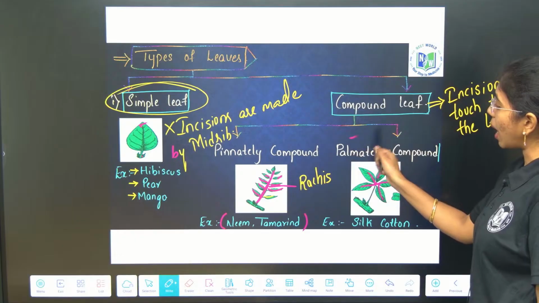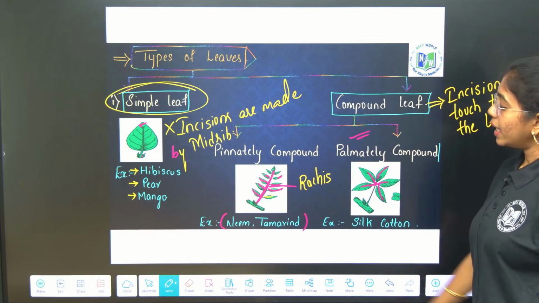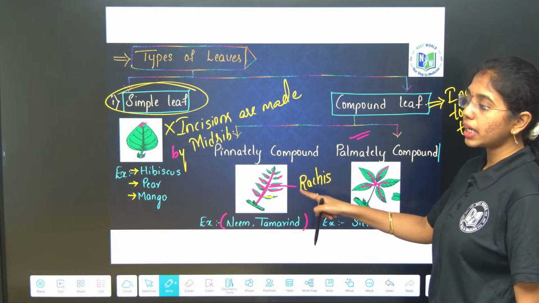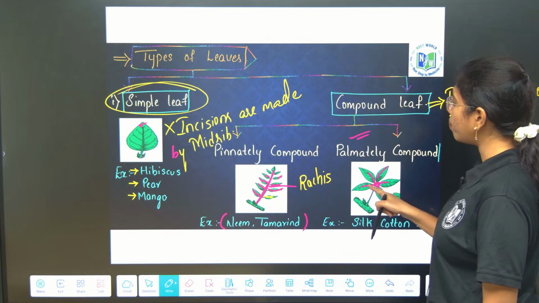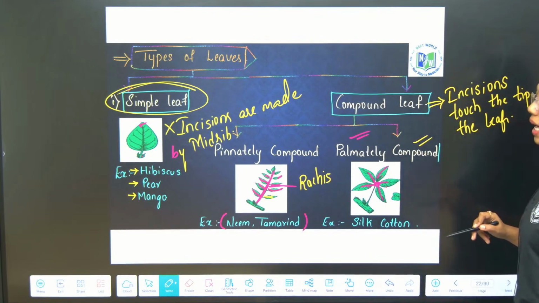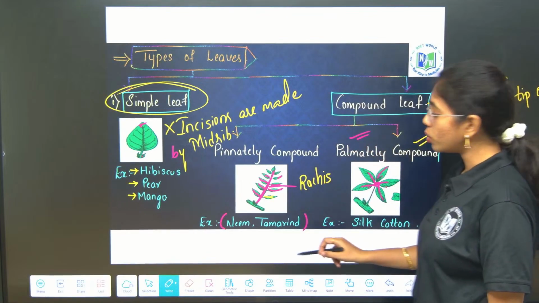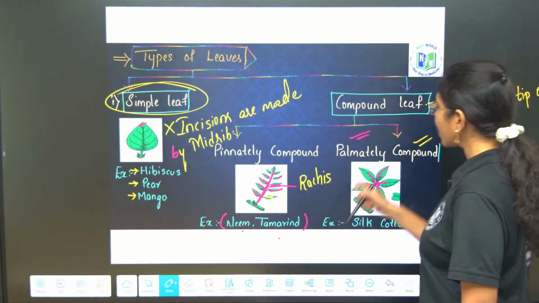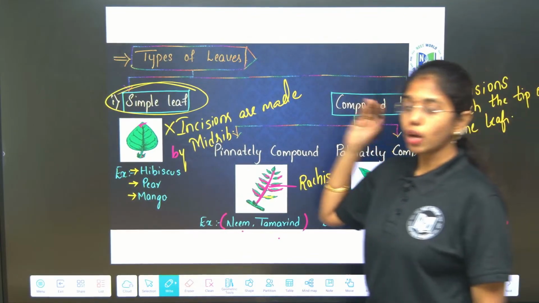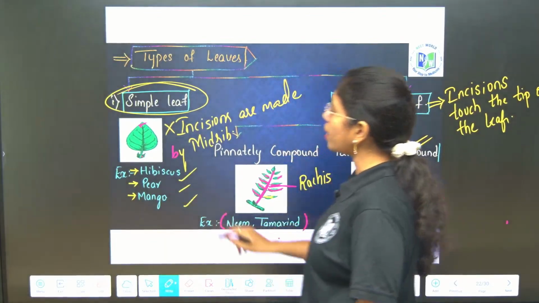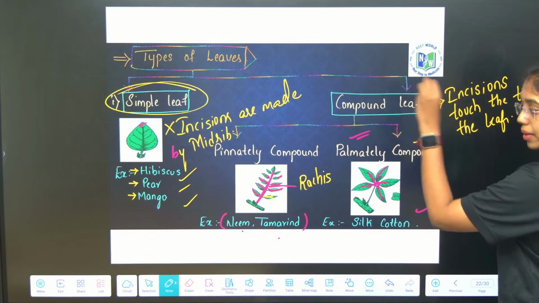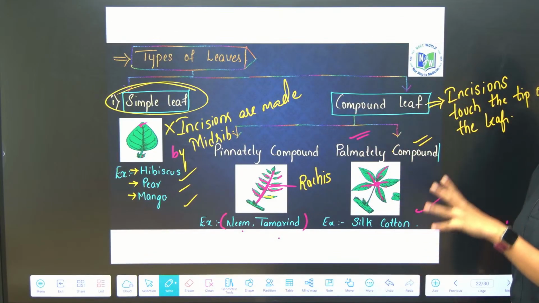At the tip of the midrib, when all leaflets are arranged as a whorl, this is called palmately compound leaf. When leaflets are arranged on the main midrib in sequence, this is pinnately compound. Examples for pinnately compound leaf are neem and tamarind. An example for palmately compound leaf is silk cotton. Examples of simple leaf are hibiscus, pear and mango. You have to remember the examples at any cost, and the definitions of that particular type of leaf.